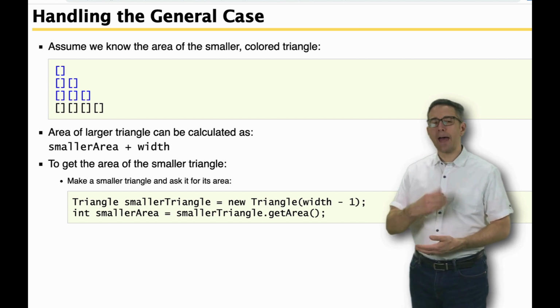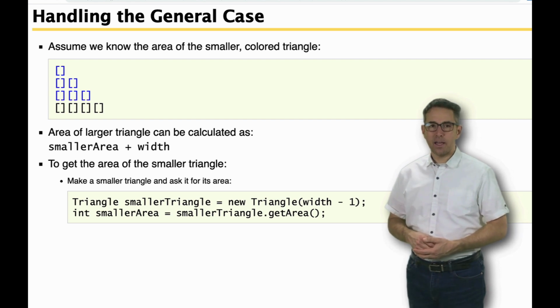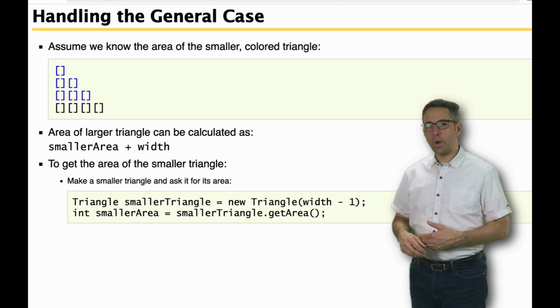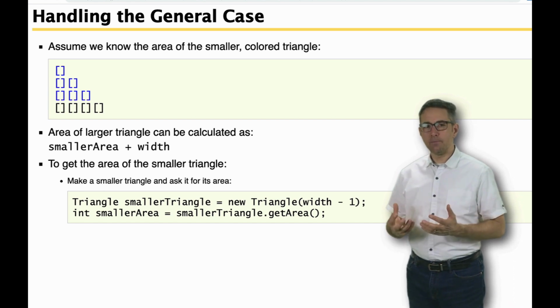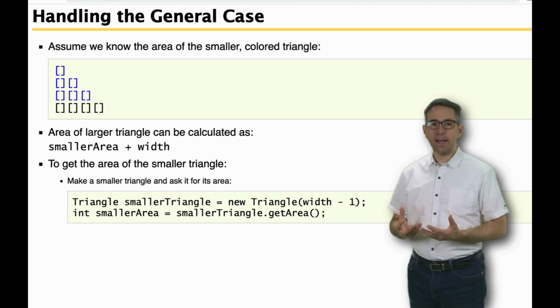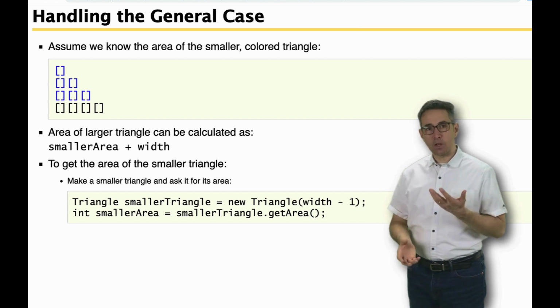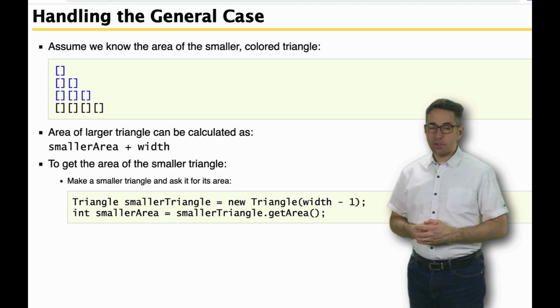If we knew what the smaller area was, and a user called the getArea method on the current triangle, we could say, well, it's pretty easy if we know the area of a triangle that's width 1 smaller. We just take that smaller area and add it to the width, or the number of blocks that are underneath that smaller triangle. Just by adding those two numbers together, we get the area of the total triangle. It consists of the smaller triangle and the baseline. So we can create code that does that process, that algorithm, as follows.